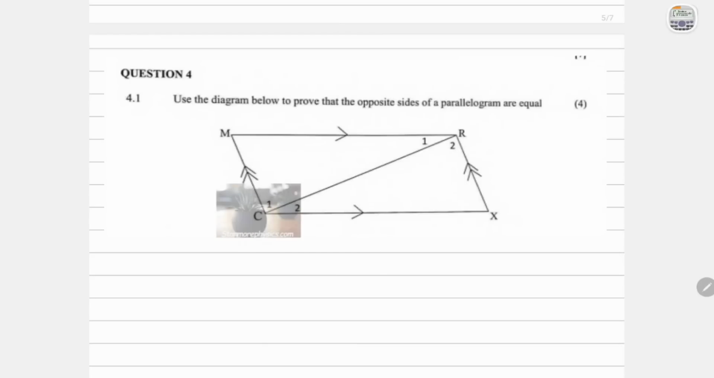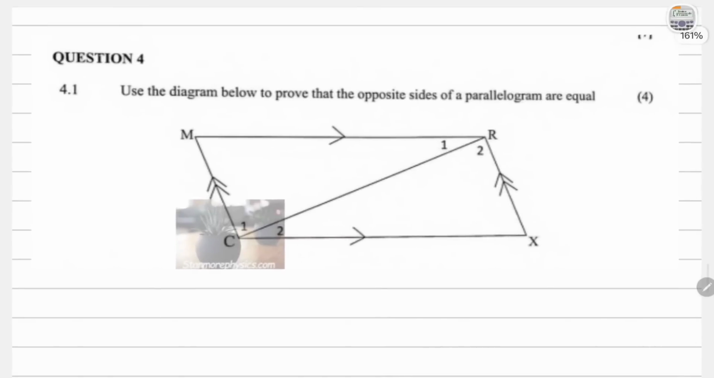Okay, question 4. 4.1 says, use the diagram below to prove that the opposite sides of a parallelogram are equal. Okay, the opposite sides.